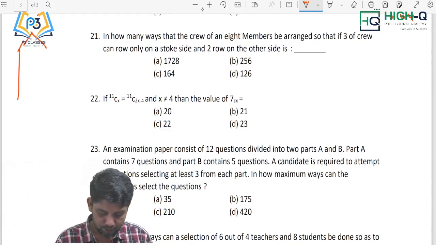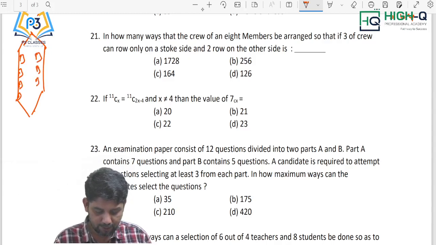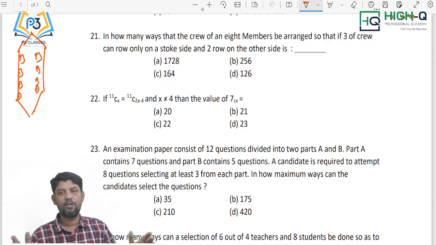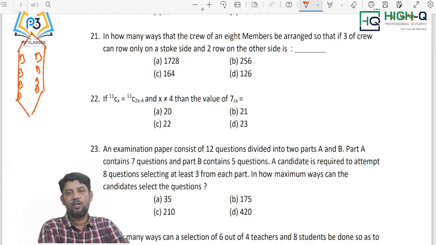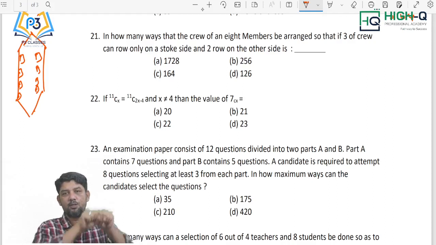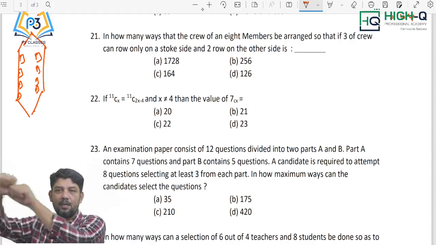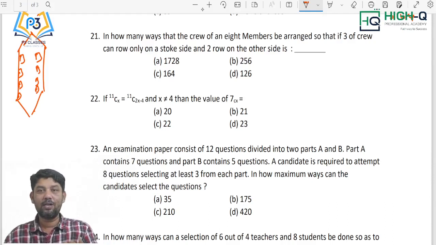assume it as a boat. To maintain the balance, both sides, equal 4 people have to be seated. Okay, so here what happens, out of 8 people, 3 people can row only on one side, for example, their left-hand side, means only one side they can row. 2 people can row on one particular side only. So accordingly they have to accommodate it.